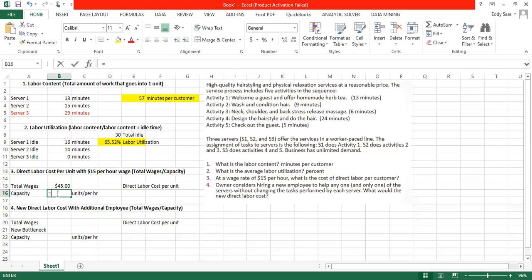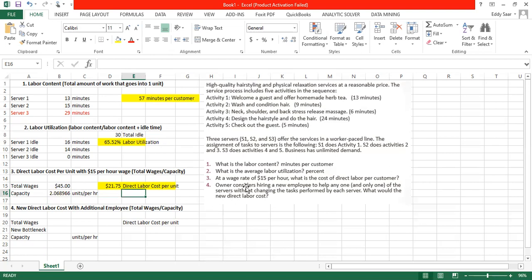And that lets us know how many units go through the process in an hour. With how the process is right now, it's 2.06 units in an hour that go through the process. So the direct labor cost per unit is your total wages divided by your capacity. It's going to be $21.71 direct labor cost per unit. That's how much it costs in labor to produce each unit.